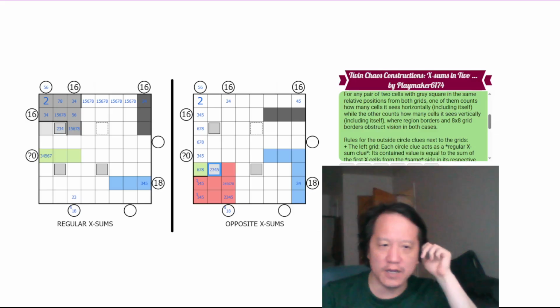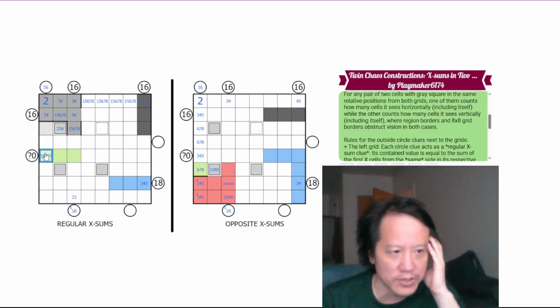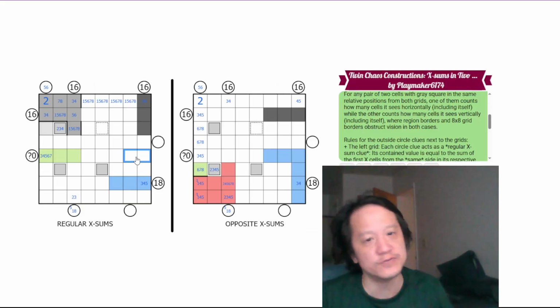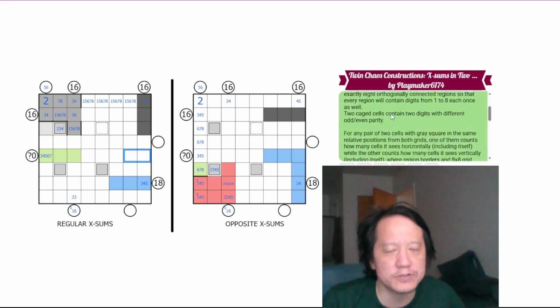Can we actually have... I guess we could have 6 here. 36 minus 30 would be 6 in those two cells. It would be 1, 5 or 2, 4. What else do we have then?